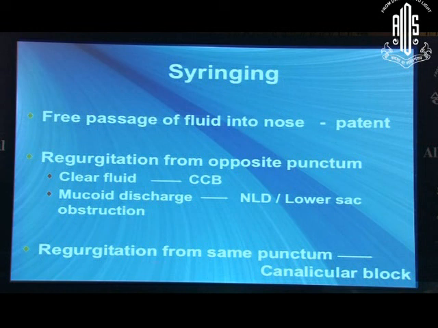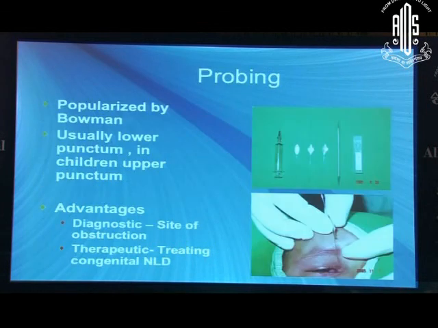And if, on the other hand, regurgitation is from the same punctum, then you get the information that it is possibly a canalicular block. Now, this can be corroborated by the use of probing. So, if you pass in a probe and you see the distance by which it passes and you measure the distance through which it has gone, then you get a diagnostic probing.